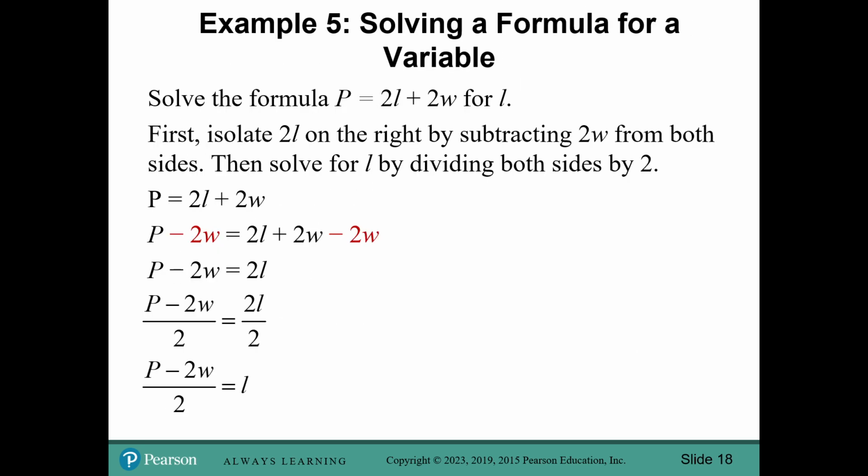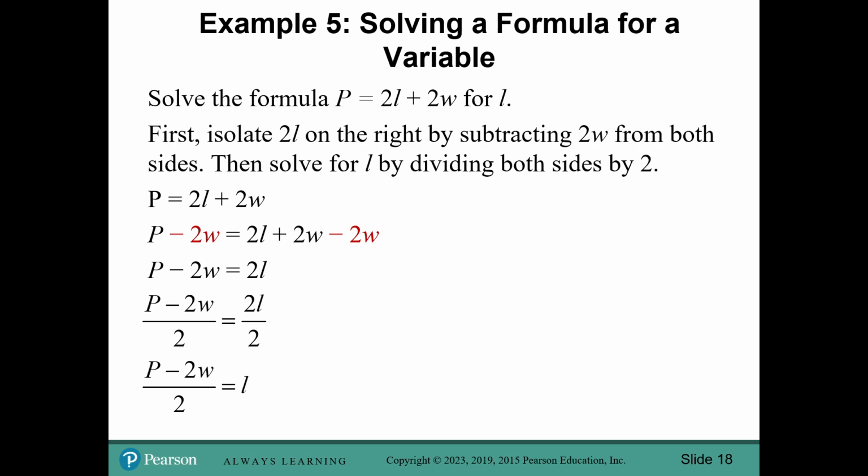Oops. All right, example 5. Solving a formula for a variable. Let's solve the formula P equals 2L plus 2W for L. Now, let's hope that you've seen this formula before. This is the formula for perimeter. Perimeter is the distance around a rectangle, square. That is 2 times length plus 2 times width.